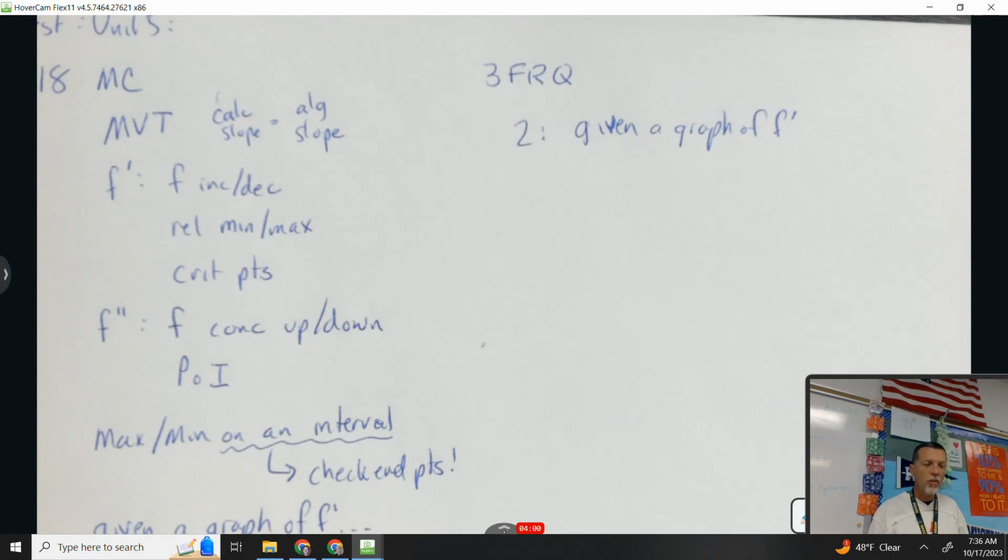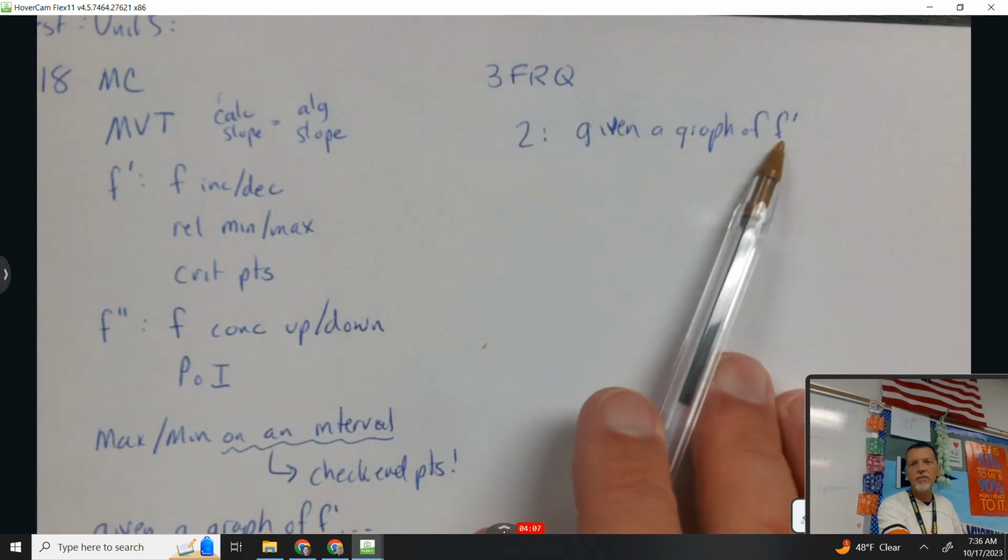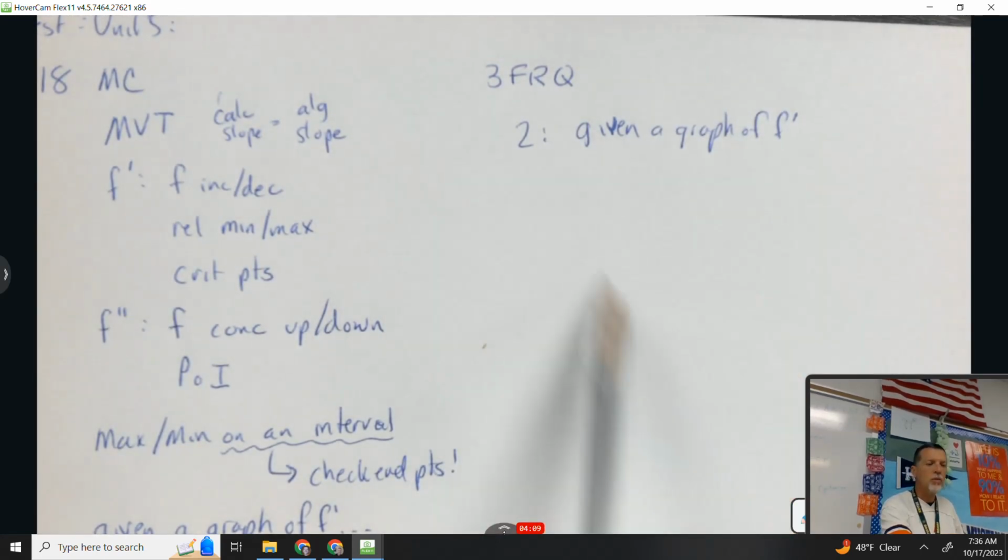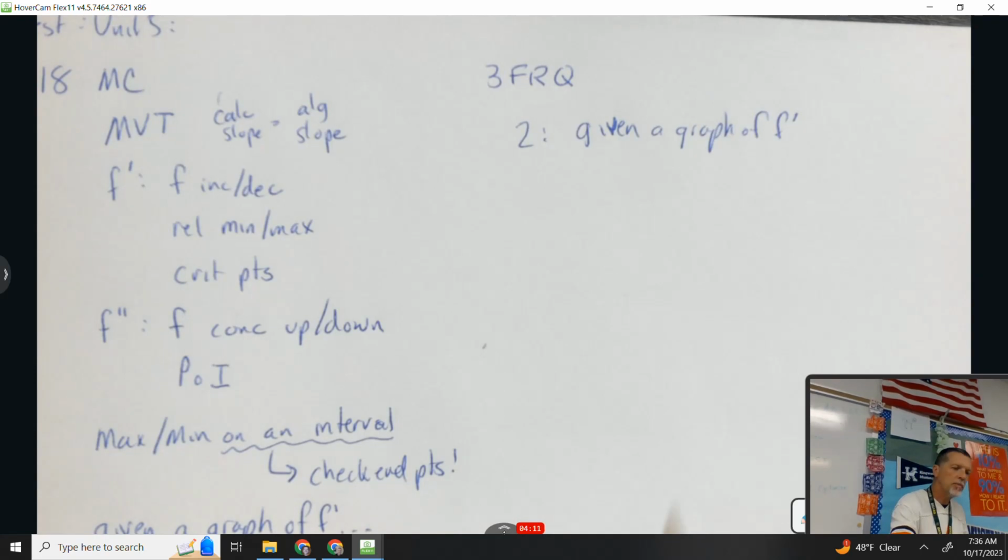We could even ask for, well, we have to give you a point, but we could ask you to write a tangent line because you can pick off the slope from the graph. So tons of things we can do with a given graph of f prime.